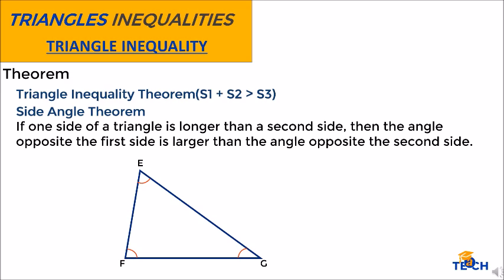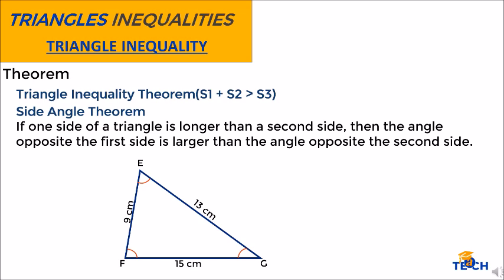For the figure below, we have here figure EFG or triangle EFG. What is the opposite side of angle E? We have side FG, or the one that has 15 centimeters. And for angle F, we have side EG that has 13 centimeters. And for angle G, we have side EF that has 9 centimeters. Okay? Those are the opposites of the angles and the sides.